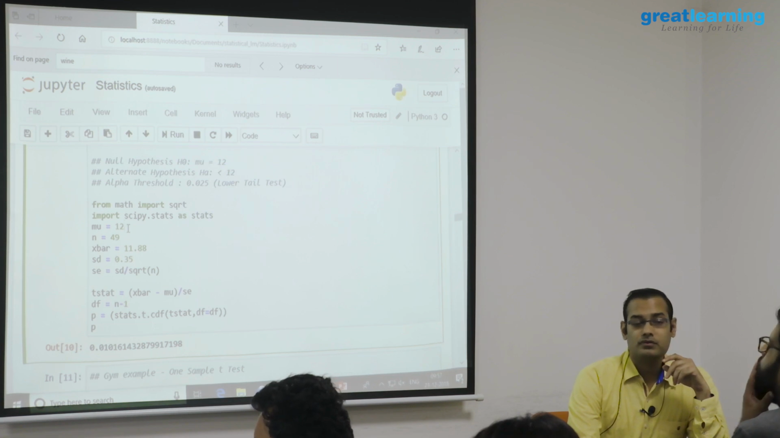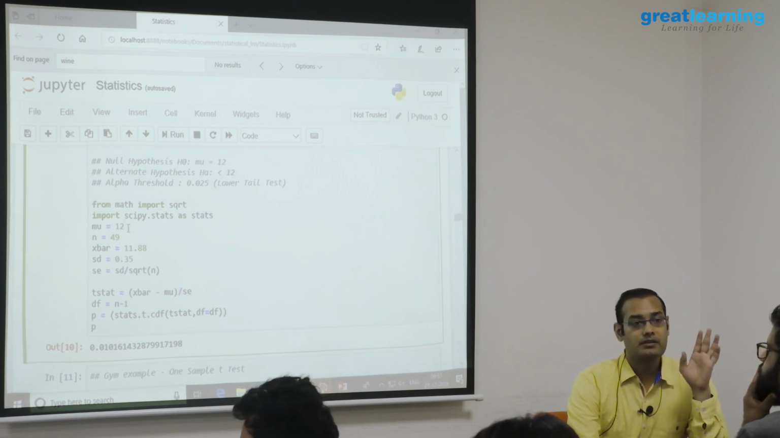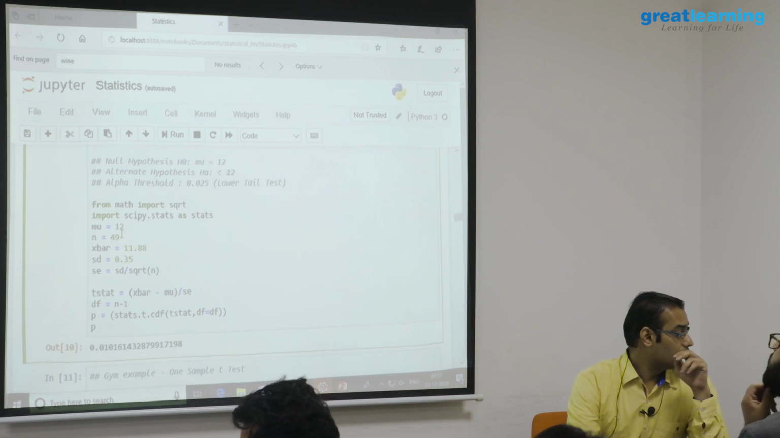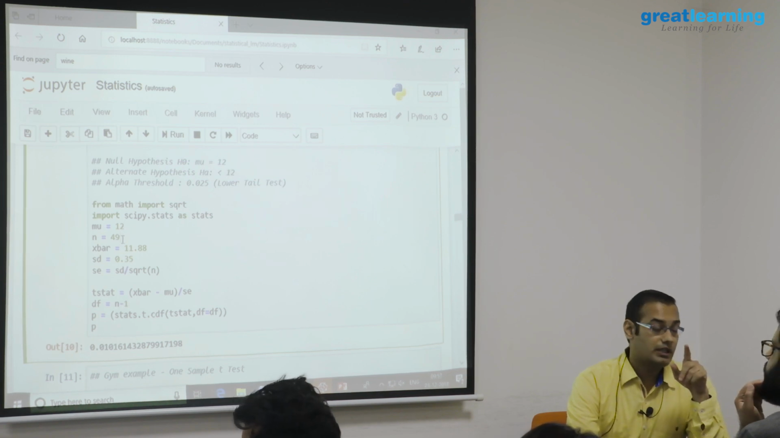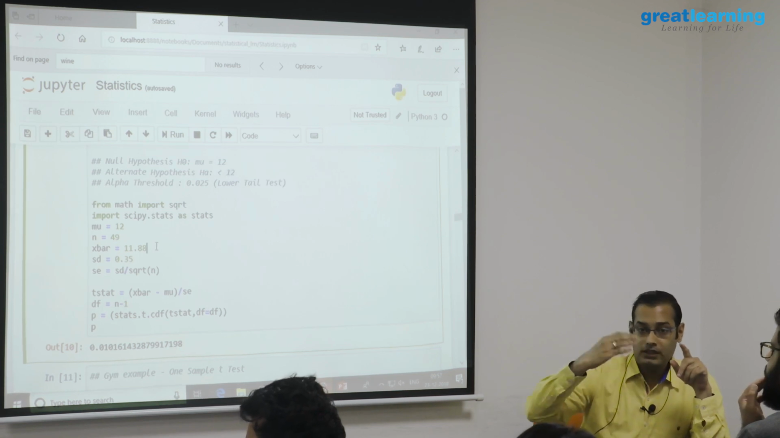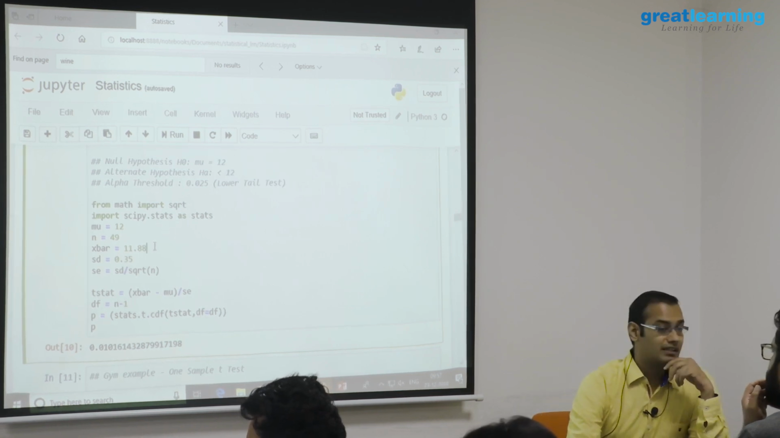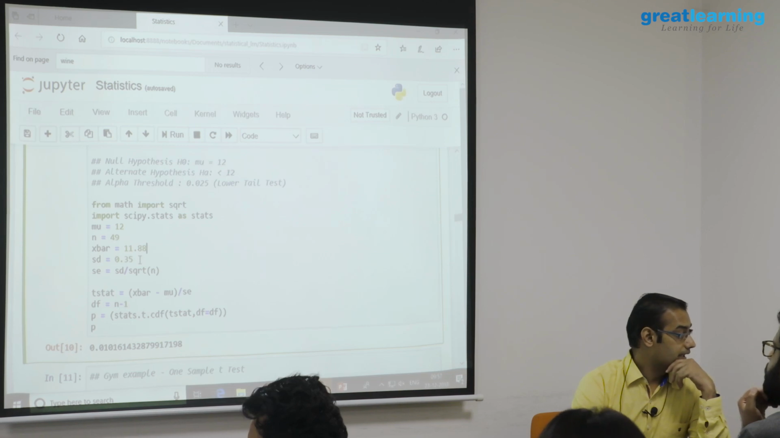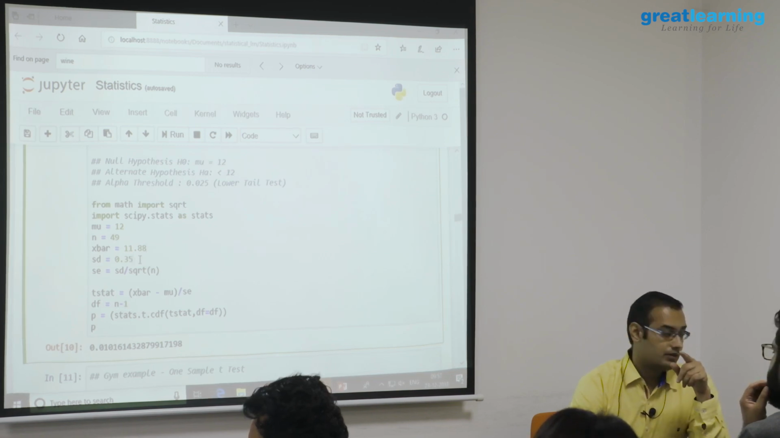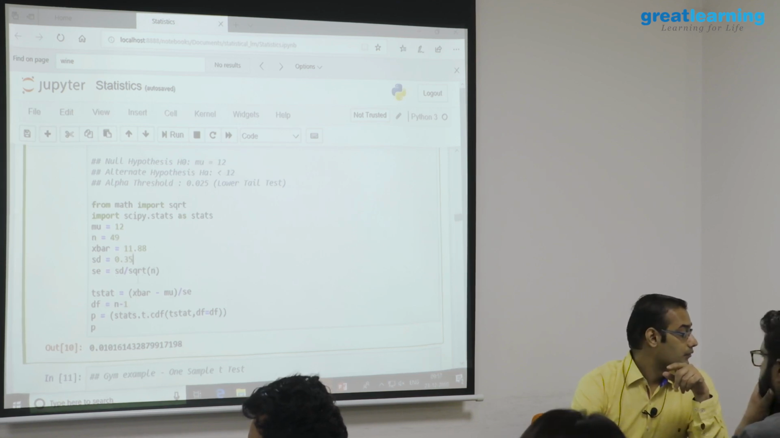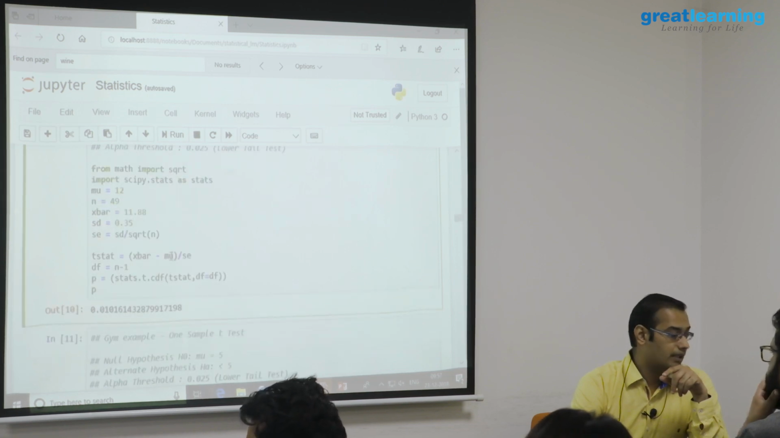Mu is equal to 12, that is given. Number of samples is 49. X bar, the mean of the 49 samples, is 11.88. Standard deviation of the sample is 0.35. So standard error is standard deviation divided by square root of n. Okay, so that I am computing. T-stat is x bar minus mu divided by standard error.